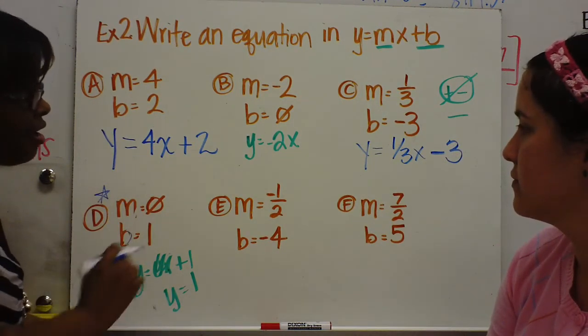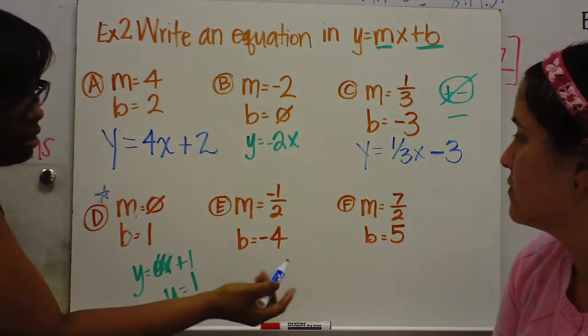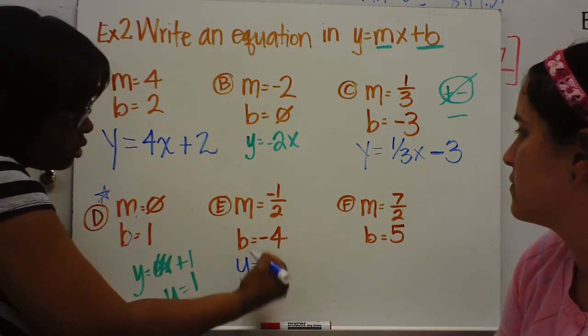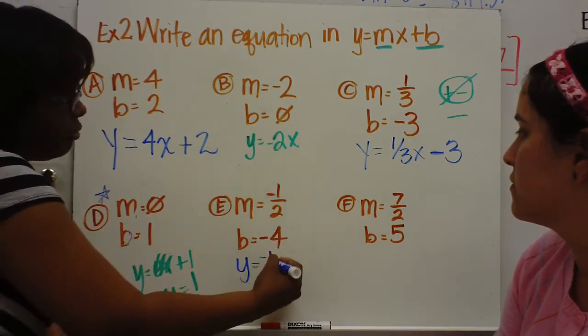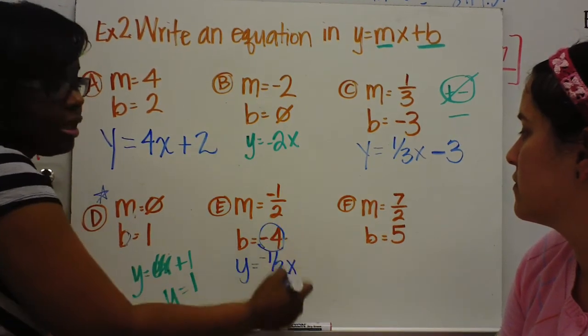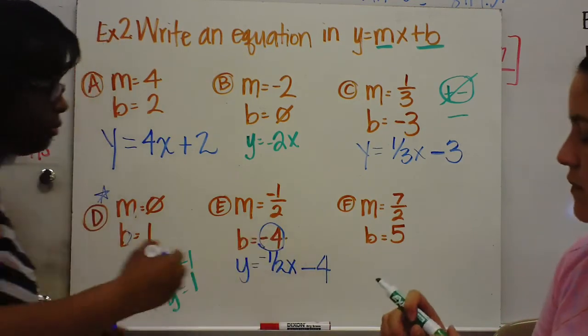Special. Alright, E, m equals negative 1/2, b equals negative 4. And I think this could be enough examples. You just plug in y equals negative 1/2 for m, x, and then remember, because this is negative, we don't write plus a negative, we just write minus 4.